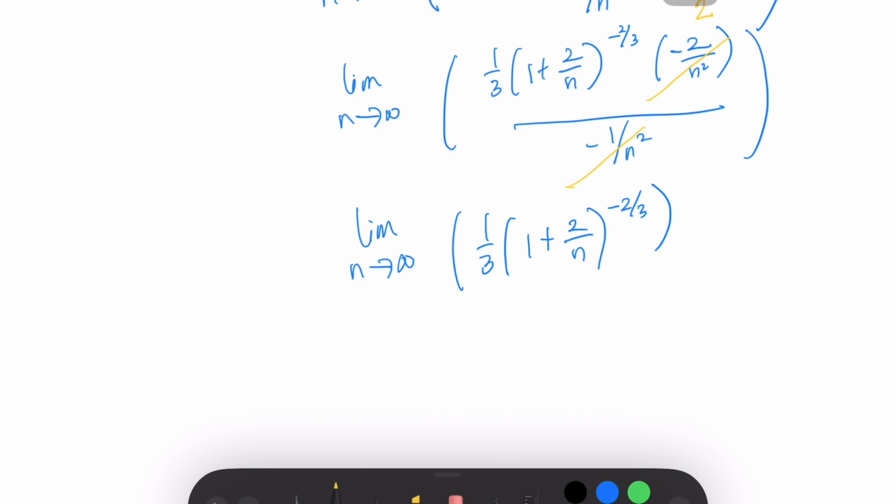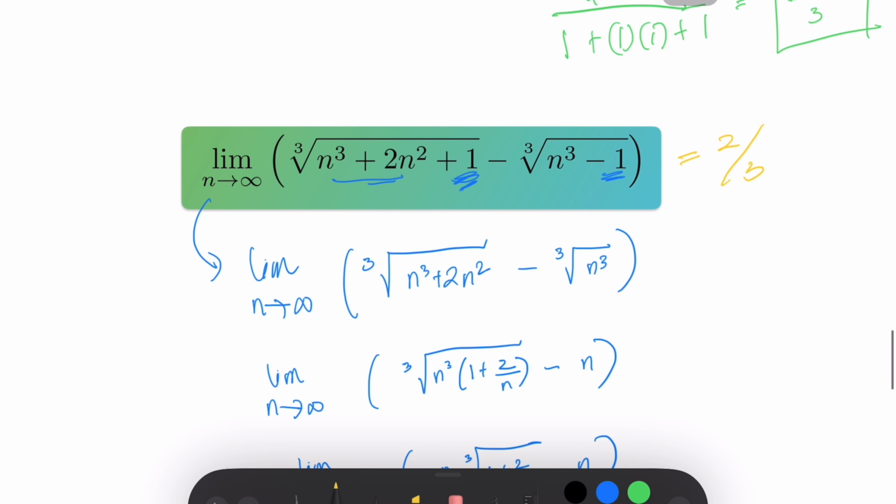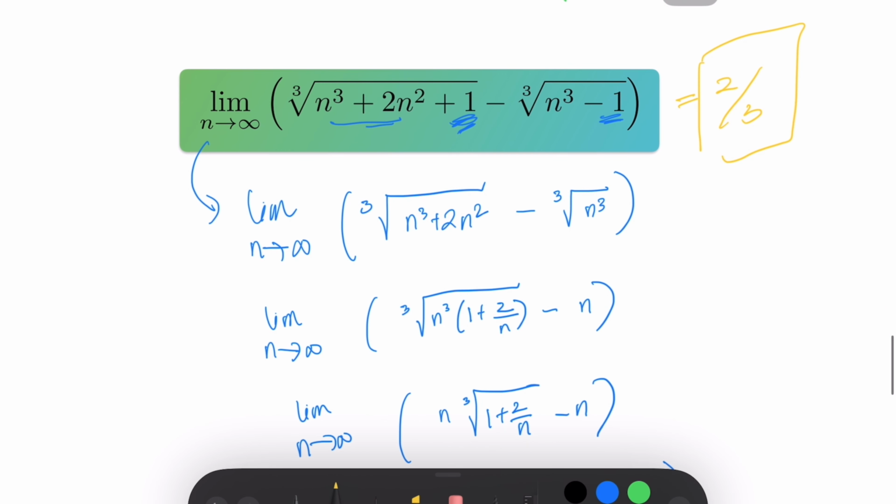Evaluate at infinity, we get 1/3 times 1 plus 0, since 2 over n approaches 0 as n approaches infinity, times, sorry, we missed the 2 here. So this becomes 2/3 times that, this is just 1, so the answer here is 2/3. Therefore, the limit of the expression that we're looking for is 2/3. And that's our final answer.